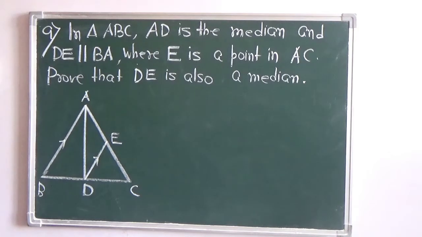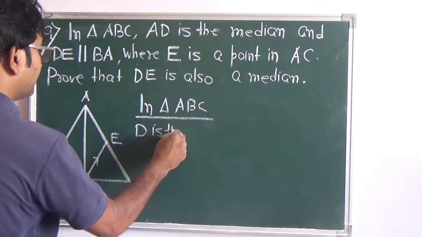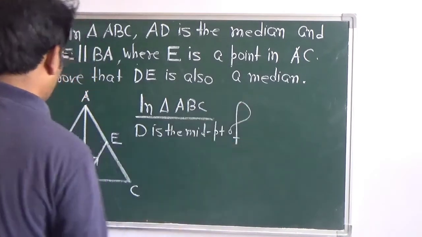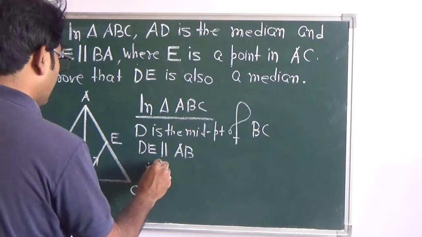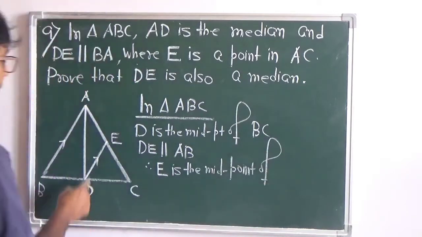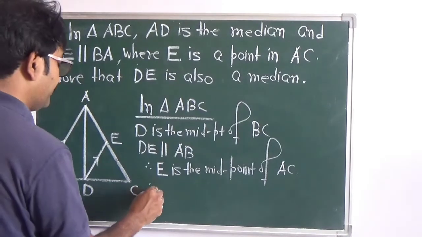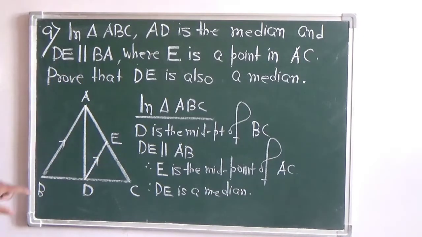So how can you go with this? So in triangle ABC, D is the midpoint of BC and DE is parallel to AB. So E is the midpoint of AC. Very simple question. In triangle ABC, D is the midpoint of BC. DE is parallel to AB. So therefore E is the midpoint of AC. Hence we can say that DE is a median. Since E is the midpoint, we can say the line segment DE is the median of the side AC.